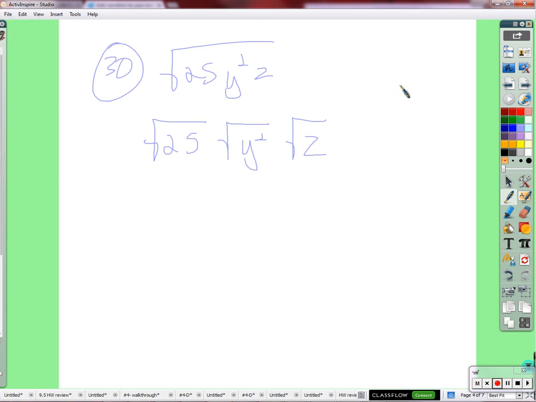What's the square root of 25? 5. Why is the square root of 25 5? It's 5 times 5. 5 times 5 is 25, because this multiplied by itself gives me the thing right there inside the square root. So what's the square root of y squared then?